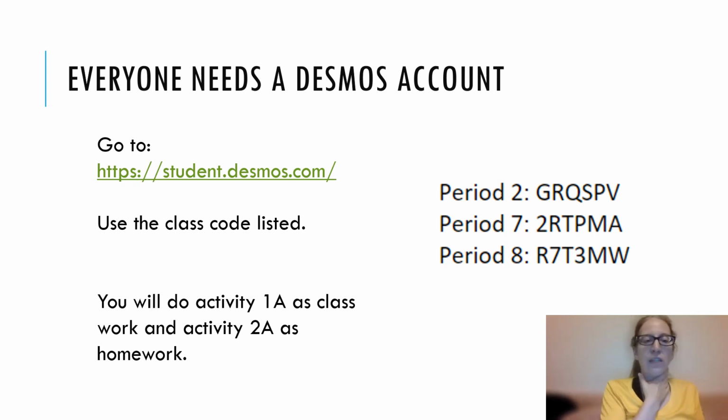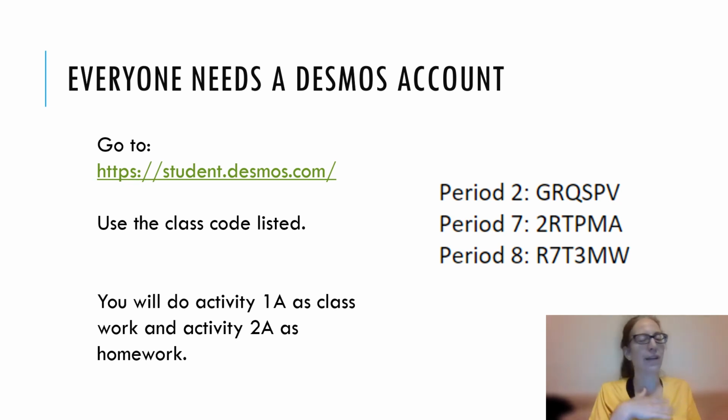You're going to go to https://student.desmos.com and use the class code listed for your class period. You're going to do activity 1A as classwork and activity 2A as homework. I will release that homework to you once we have gone over the classwork, so I don't want you jumping ahead and doing both. What's going to be great about Desmos is it's going to check you along the way. It's fill in the blank, and it's going to put up a green check mark if you did it correctly and a red X if it's not correct. So you're going to know if you did it right.